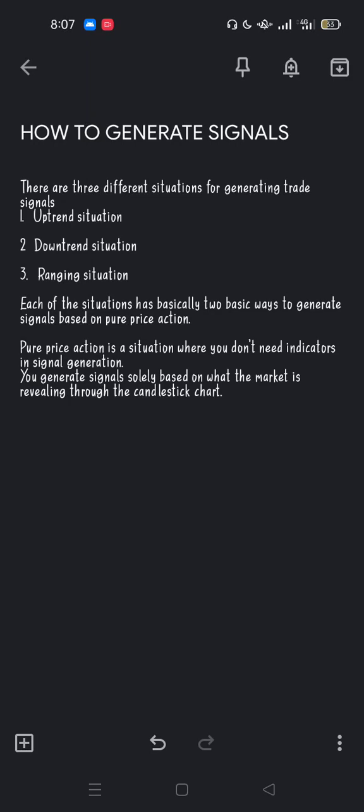The first is that there are three different situations for generating trade signals. I've been in the forex market for a while. I've traded for some companies, some of the major companies that are into forex trading. And I can tell you this by experience and also by the experience of professional traders, that we have three different situations in the forex market. The first is the uptrend situation. The second is the downtrend situation, as you can see on the slide. And the third is the ranging situation. All these are different situations.